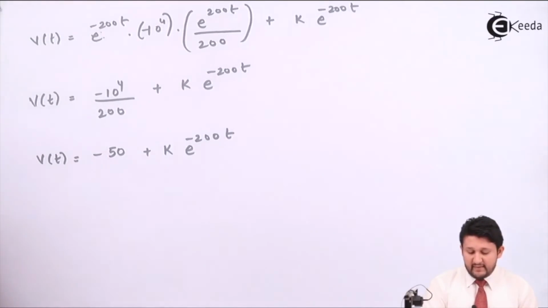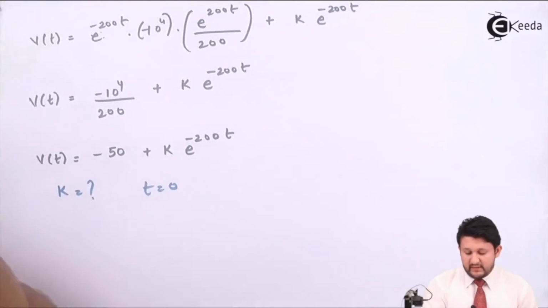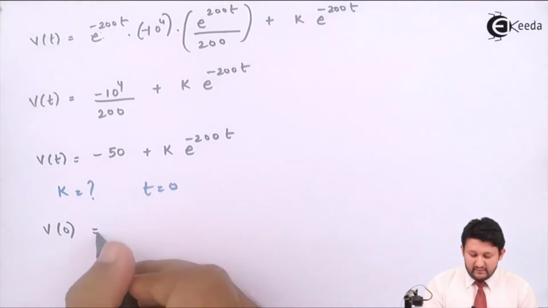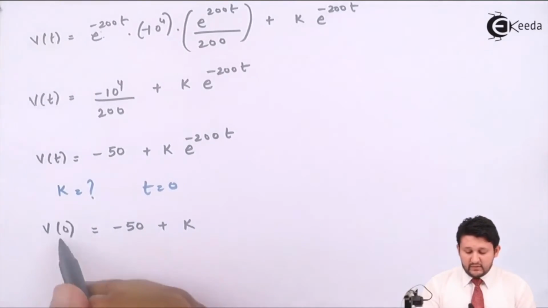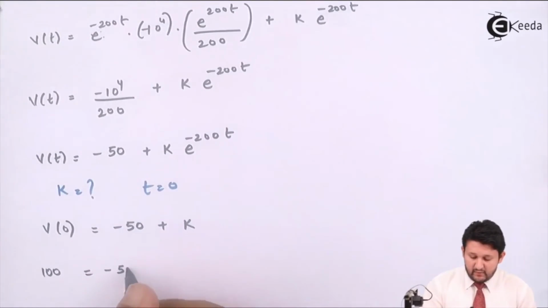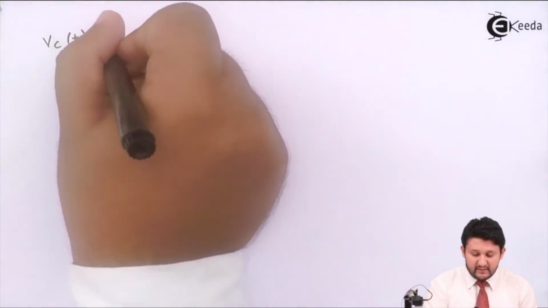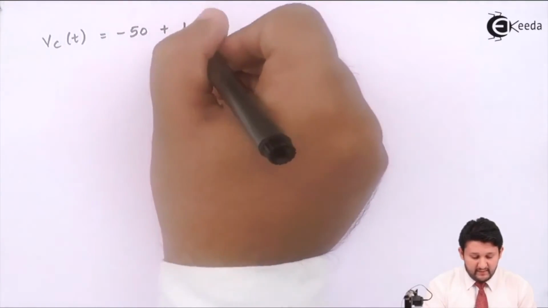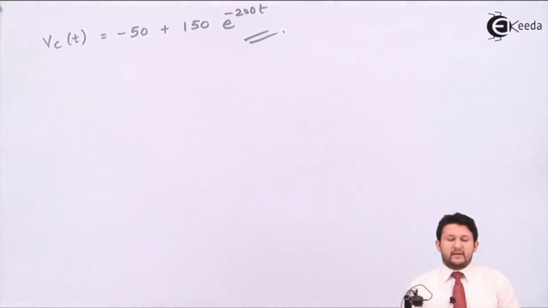If I need to find k, my dear friends, I put t equal to 0. The term I get is v of 0 equals minus 50 plus k, since anything raised to 0 is equal to 1. So v of 0, that means at t equal to 0, the voltage I got is 30, equal to minus 50 plus k, shifted, so you get the value of k as 80. Put the value of k in this equation so that the voltage across the capacitor is given as minus 50 plus 80 e raised to minus 200t. That's the voltage across the capacitor which we got.